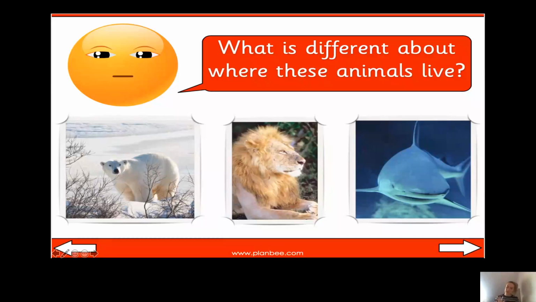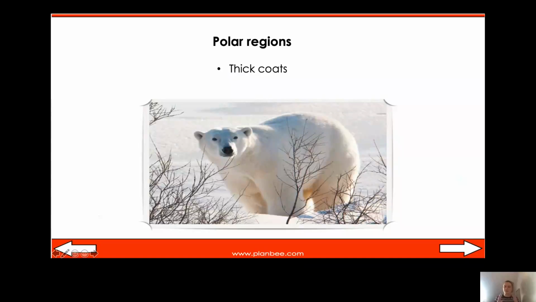Okay, so let's go back to these three animals. We've got a polar bear, a lion, and a shark. Now, what is different about where these animals live? Which type of habitat do you think these animals live in and why? Pause the video now and have a think. Okay, Year 2, so let's go through these animals one by one. So our first animal is a polar bear. Now, well done if you guessed that a polar bear lives in polar regions or in a very cold environment, you could have also said.